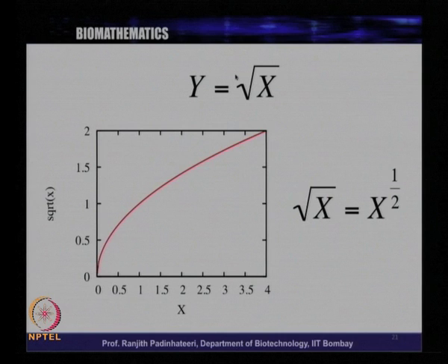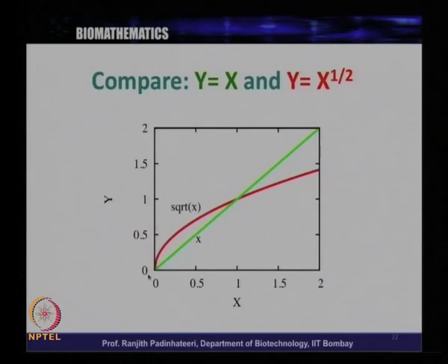Another function we use is root x. Root x is also x power half. The root x looks like this, which goes very slowly. So, let us compare root x, the square root of x, with x. The green curve is y equal to x and the red curve is y equal to root x, and if you compare them, you see that root x goes slow compared to y equal to x.